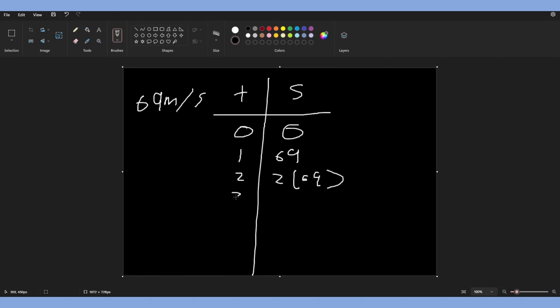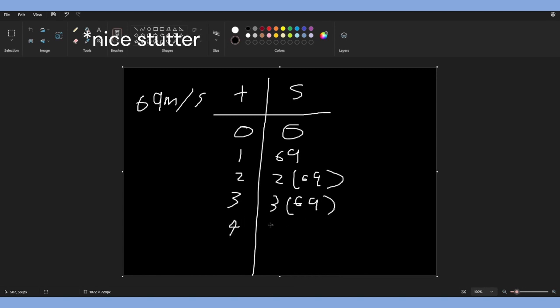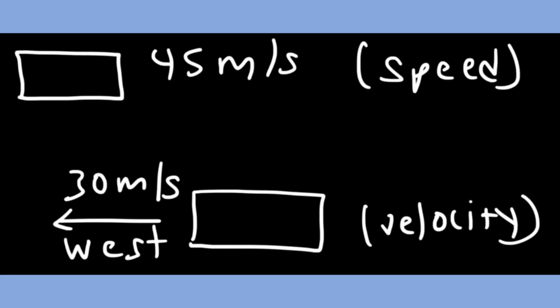And then 3 seconds later, you have this, and then 4 seconds, and so it's basically like that. It's basically that this guy travels 69 meters every second. You can think of it that way. And then we have velocity, which is like speed but with direction.